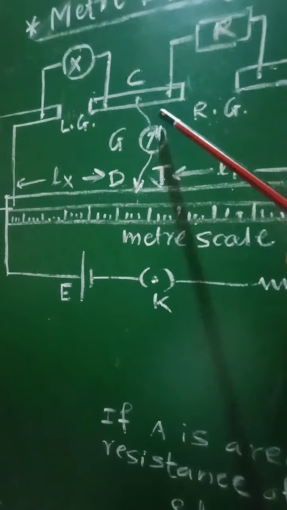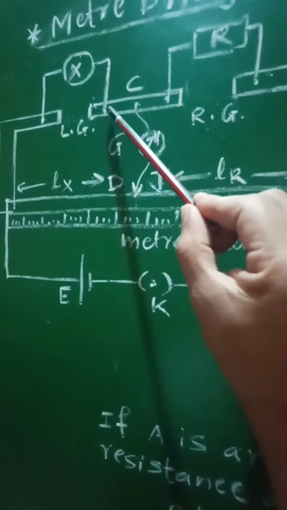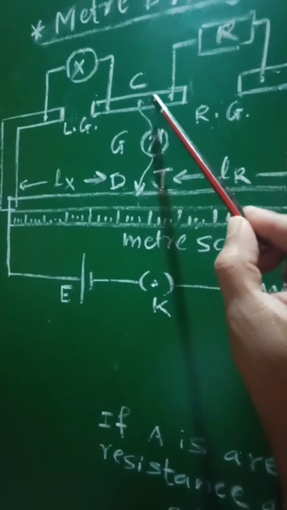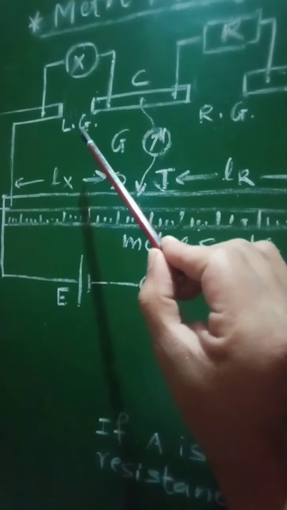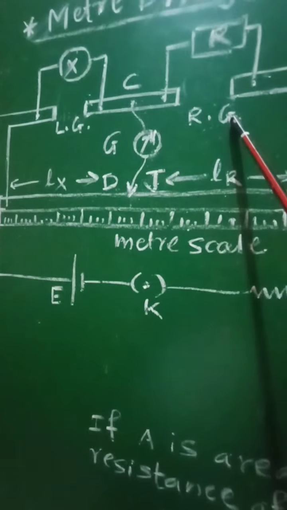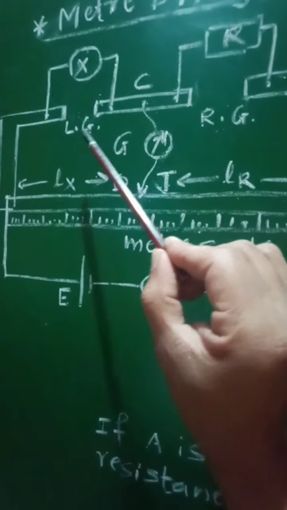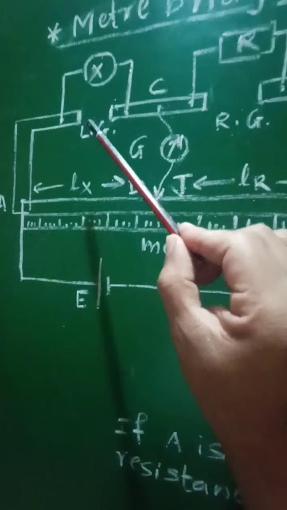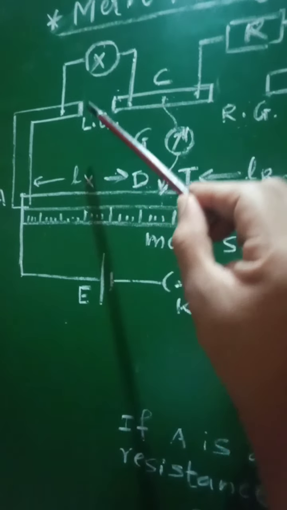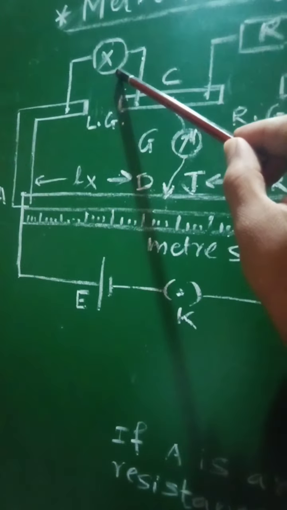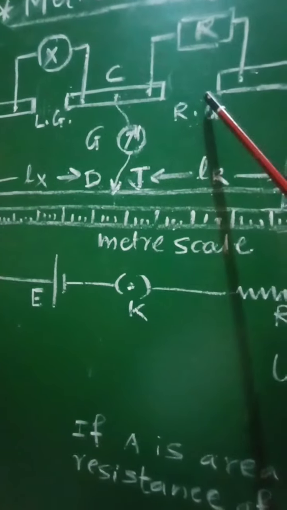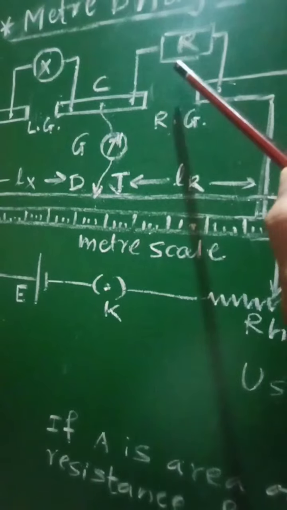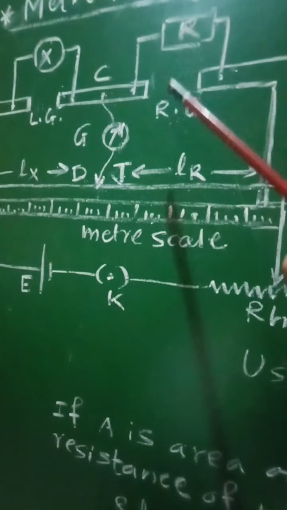A single strip will be fitted between the two L-shaped copper strips so as to form two gaps, LG and RG. LG represents the left gap, RG represents the right gap. In the left gap, an unknown resistance X, which we have to determine, is connected, and in the right gap, a known resistance R in the form of a resistance box is connected.